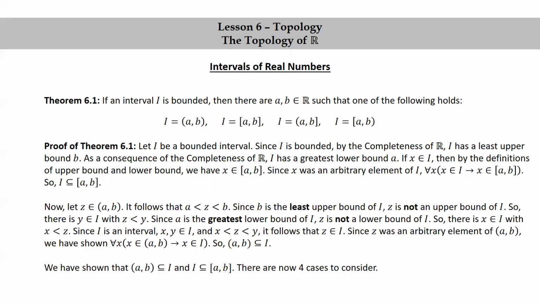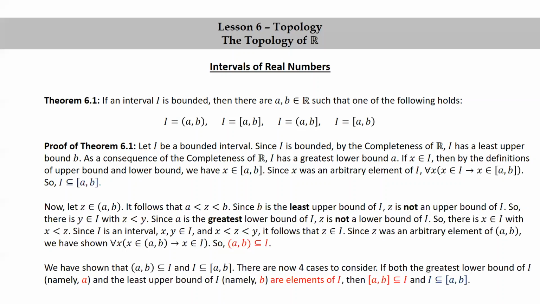Okay, as we said before, there are 4 cases to consider. I'll do one case in detail. If both the greatest lower bound of I, namely A, and the least upper bound of I, namely B, are elements of I, then not only is the open interval AB a subset of I, but in this case, A and B are also in I, so the closed interval AB is a subset of I. And we have already shown that I is a subset of the closed interval AB. So I is equal to the closed interval AB. The other 3 cases are handled similarly.